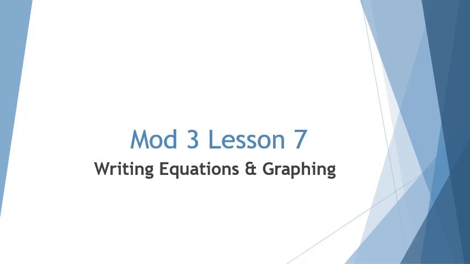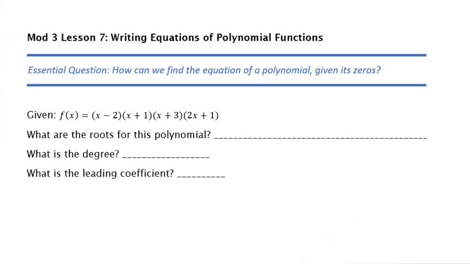This is the video for Mod 3 Lesson 7, Writing Equations and Graphing Polynomial Functions. In this lesson, we're going to look at how to use the roots, or we sometimes call them zeros, to find the equation for a polynomial function. And we're also going to look at sketching functions on a coordinate plane. So this is just kind of a preview of what we're going to be doing.